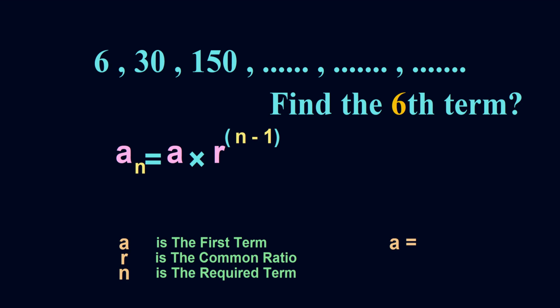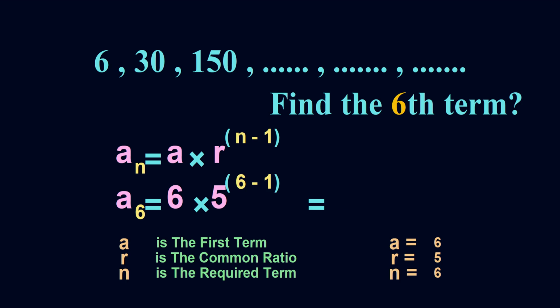In our problem, the first term a is equal to 6, the common ratio r is equal to 5, and the required term n is equal to 6. Substituting a, r and n into the equation, we find that a_6 equals 6 times 5 to the power 6 minus 1, which equals 6 times 5 to the power 5, which equals 18,750. And this is the solution by using the formula method.